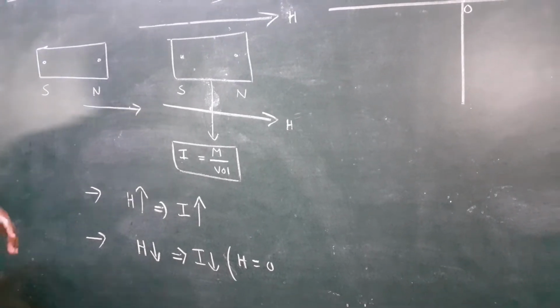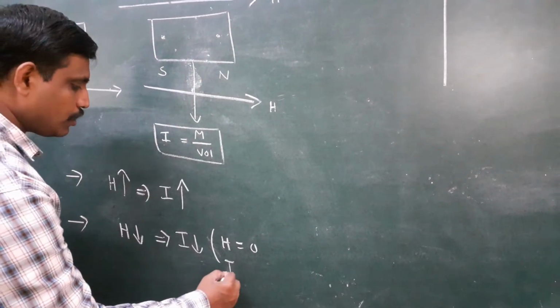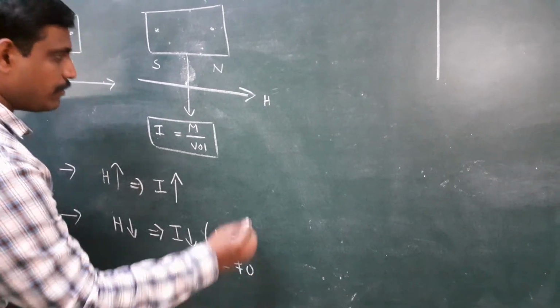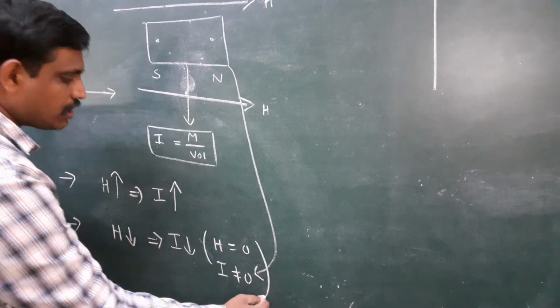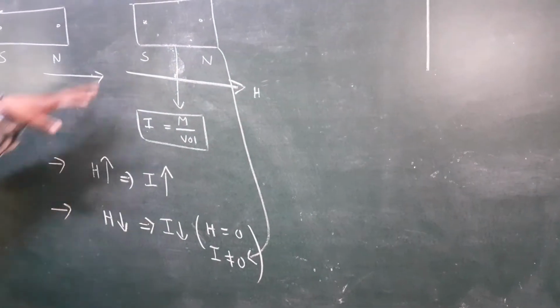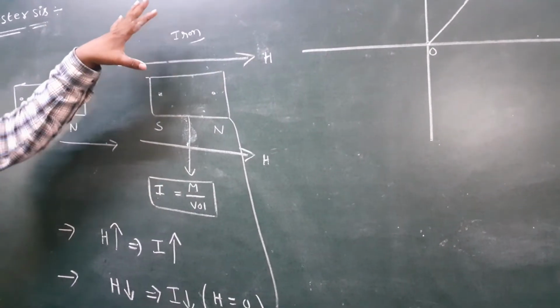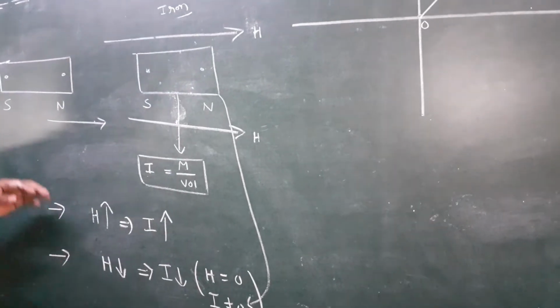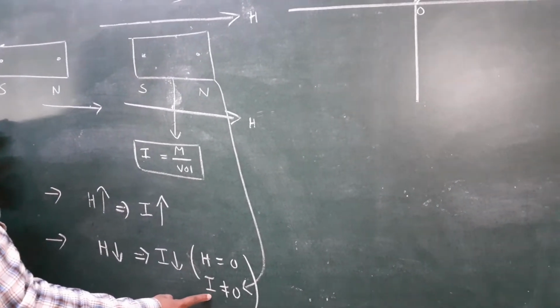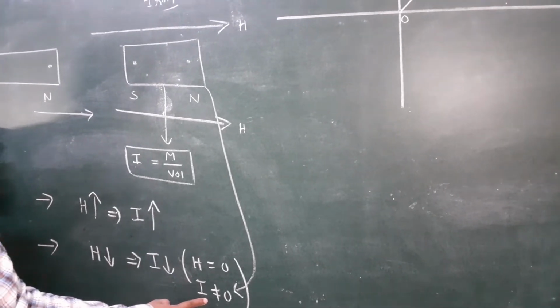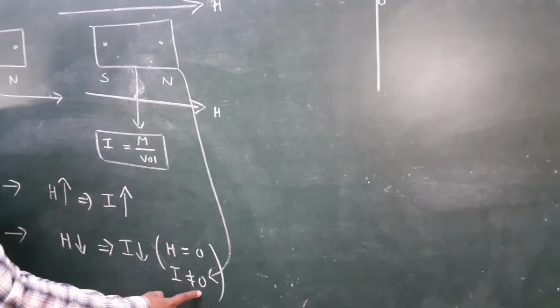Magnetizing force is 0, but I does not equal 0. That means in the material magnetism is already induced. This cannot be removed. That means this iron material has now become a magnet. H is 0, but the magnetic moment developed per unit volume in the material is not equal to 0.